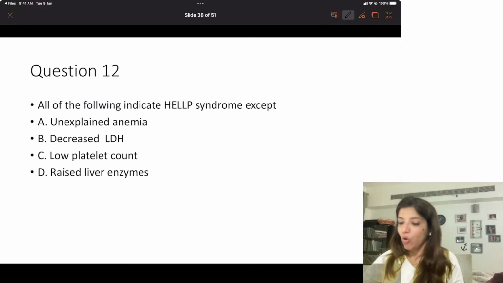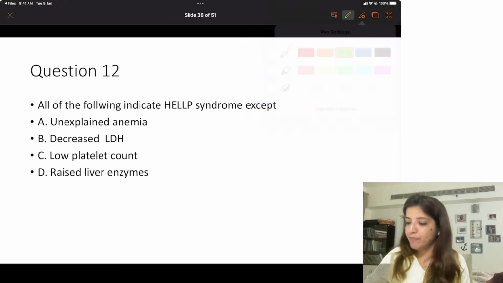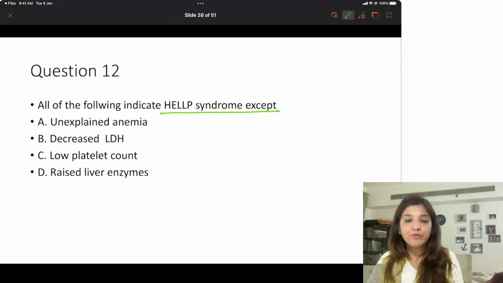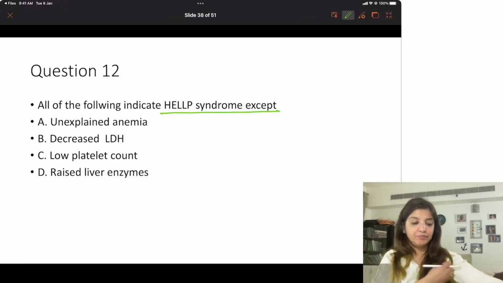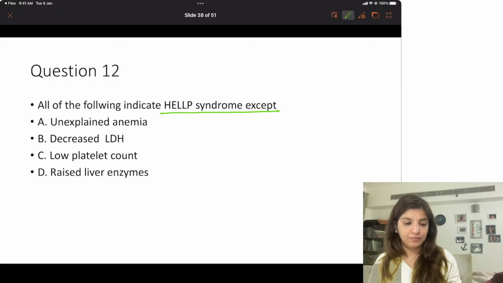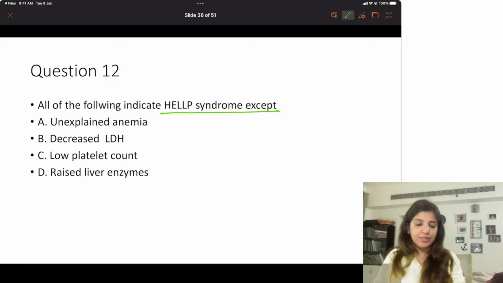Coming to question 12. All of the following indicate HELP syndrome except: option A, unexplained anemia; option B, decreased LDH; option C, low platelet count; option D, raised liver enzymes. Tell me, all of the following indicate HELP syndrome except? I'm waiting for your answers.